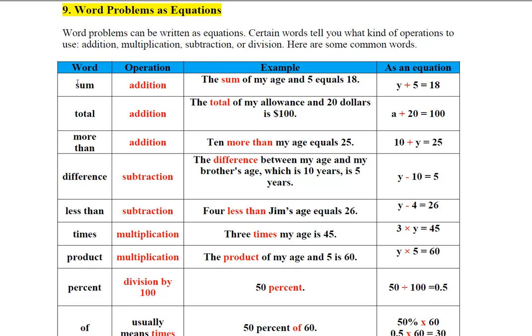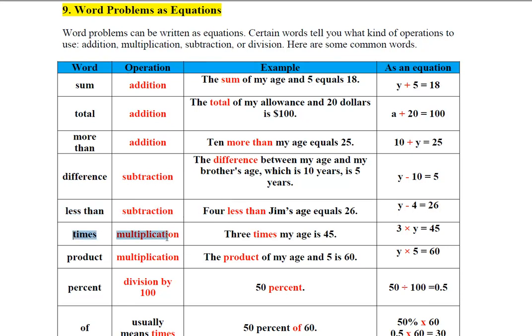So, let's take a look here at how we can translate certain words into operations, into addition, subtraction, multiplication, division, and so on. The word sum means addition. So if you see the word sum, you do addition. Total means addition. So the word total means plus. More than is addition. So if I say 10 more than my age, that means 10 plus my age. Difference is subtraction, so I do a minus. Less than is subtraction, so I do a minus.